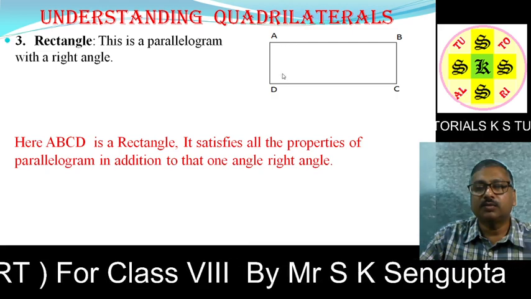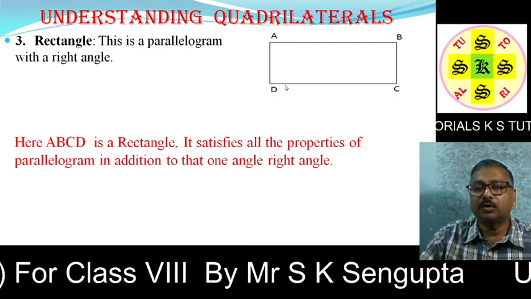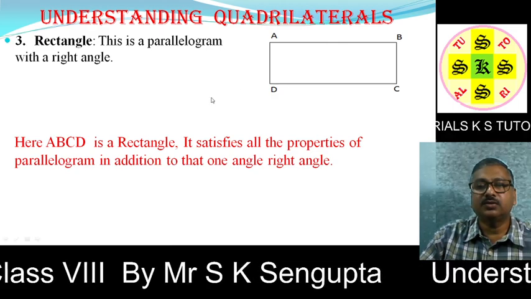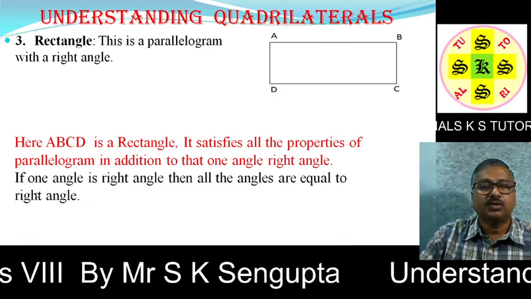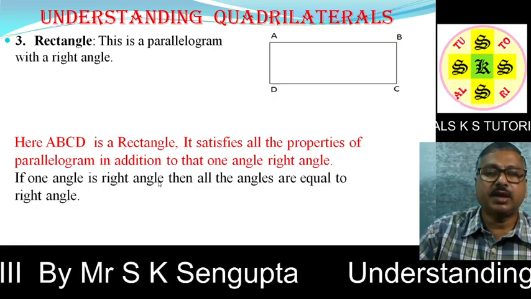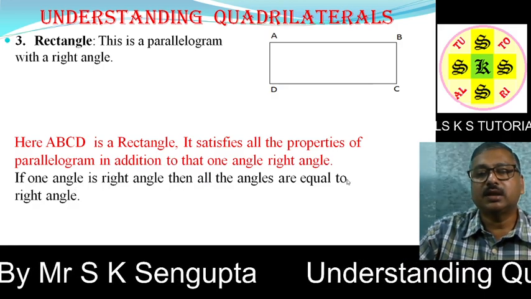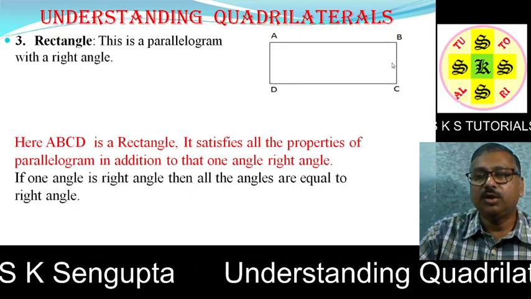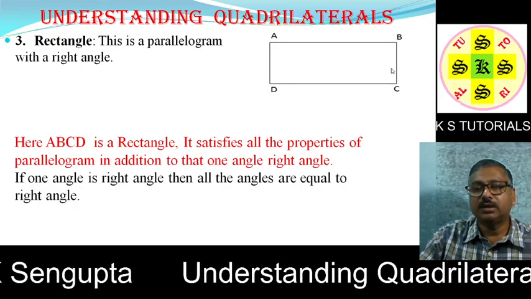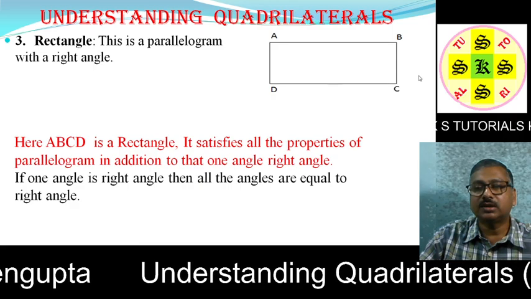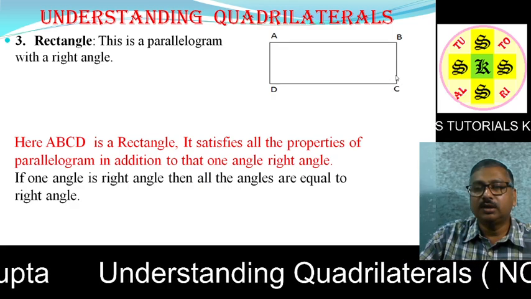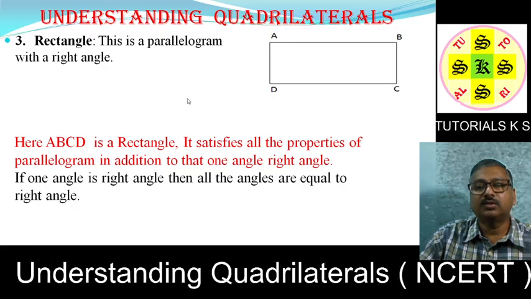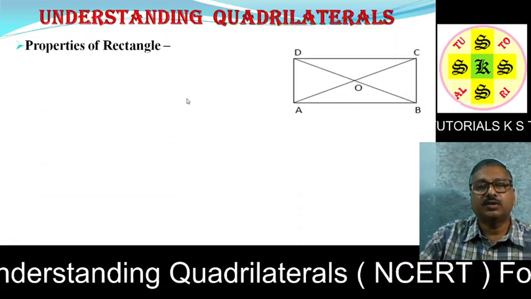Whatever the definition or properties of a parallelogram, it must satisfy one additional condition, that is, one angle 90 degrees. So if one angle is a right angle, then all the angles are right angles. As already discussed, if this is 90, B is also 90. D plus C is 180, so automatically D equals C equals 90, and in the same way angle A is also 90 degrees. Now properties of a rectangle.